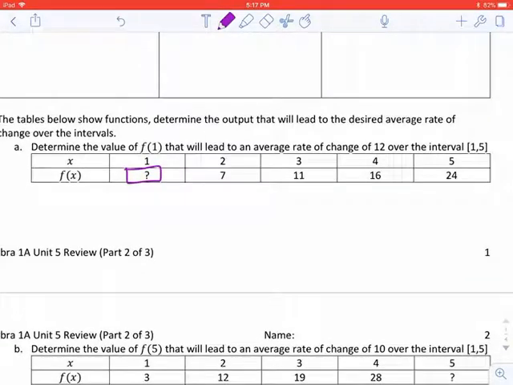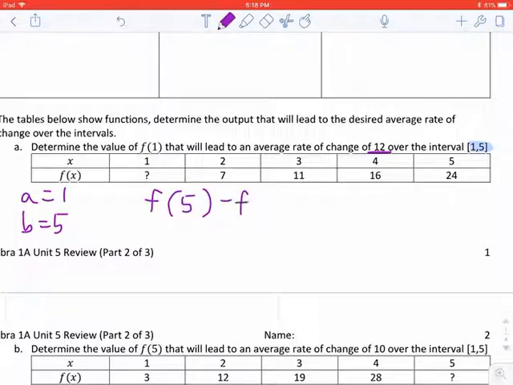So looking at A, they tell us that the average rate of change is equal to 12. So if I went through this whole formula, and I should mention, our interval is from 1 to 5. So A would be 1, and B would be 5. My formula would look like this: f of 5 minus f of 1 all over 5 minus 1.